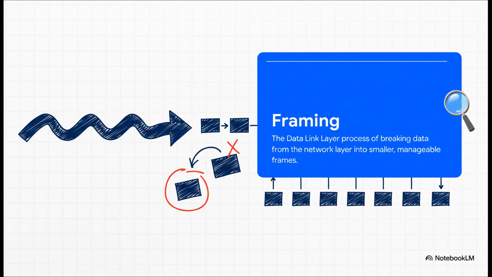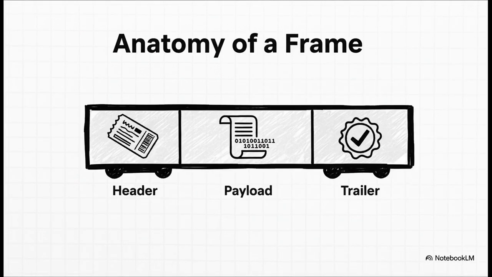That would be a nightmare. Instead, the data link layer chops up your data into these nice, small, manageable chunks called frames. And this is absolutely crucial, because if one little piece gets an error, you only have to resend one tiny frame, not the entire file all over again.